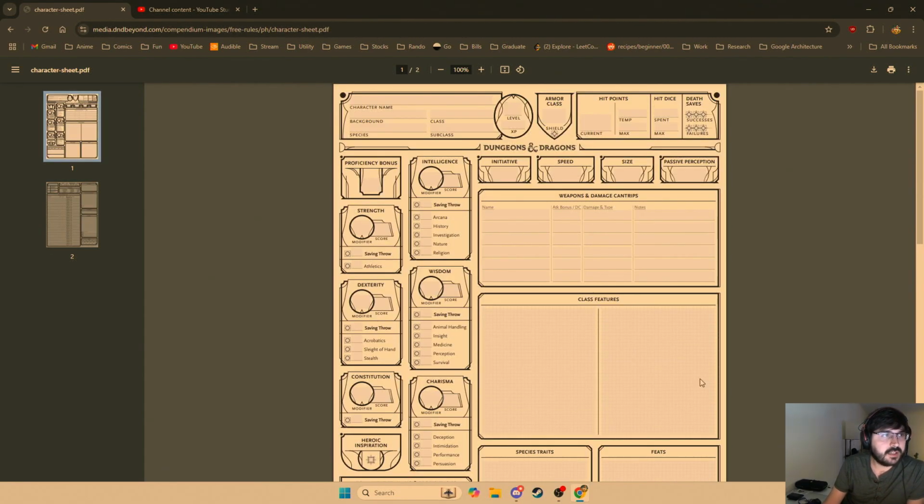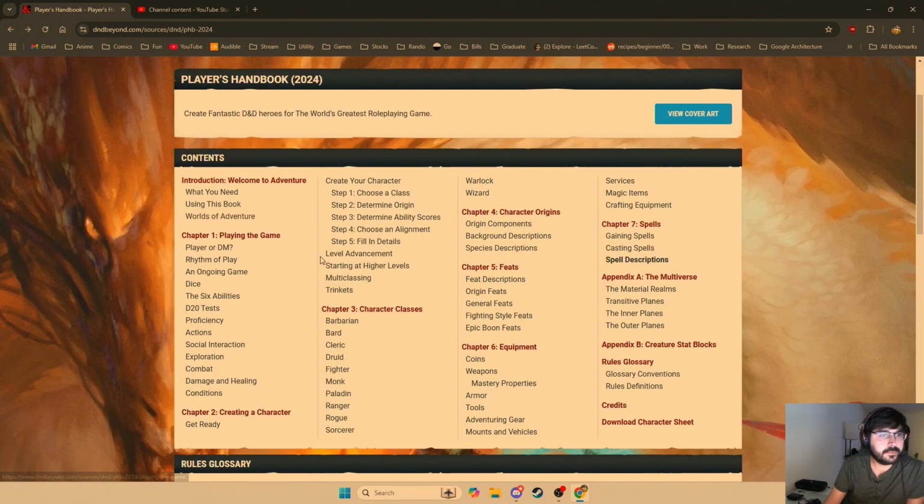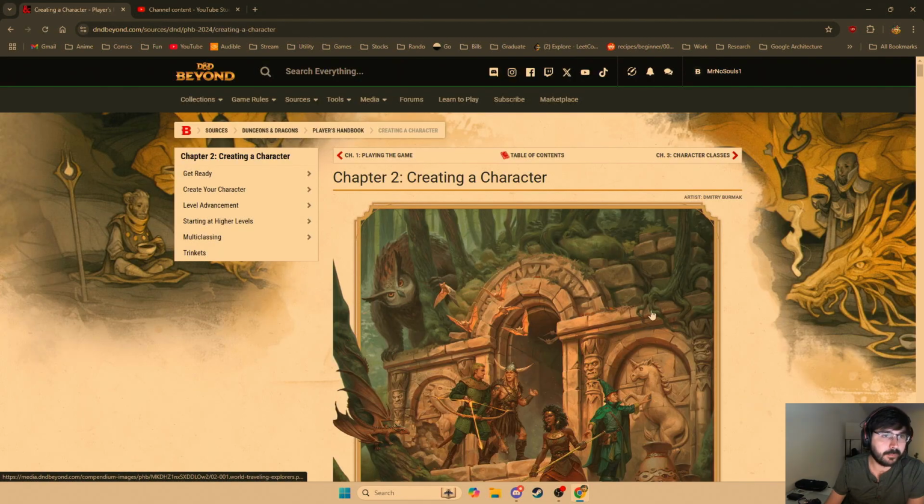And yeah, that is a character sheet. So now that we've spent a good 10 minutes explaining what the character sheet looks like, let's talk about the actual details of getting it all ready and set up.